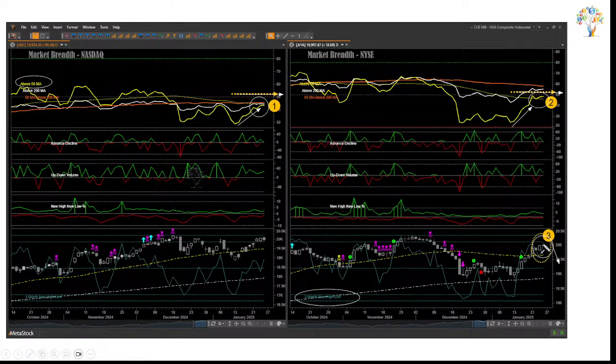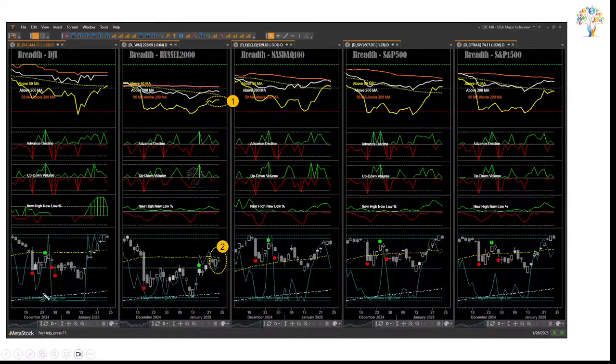It has not reached the extreme overbought level yet, but very close to it, whereas Nasdaq is far from it, showing that Nasdaq is actually weaker than NYSE at present. Interesting, isn't it? In spite of all this flurry of announcements regarding AI investment, Nasdaq is actually weaker than NYSE. What about QQQ versus SPY or infotech sector? We'll find that out soon enough.